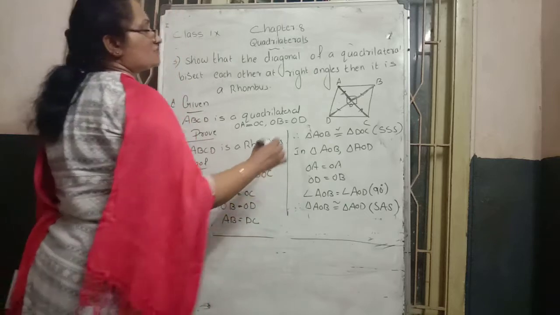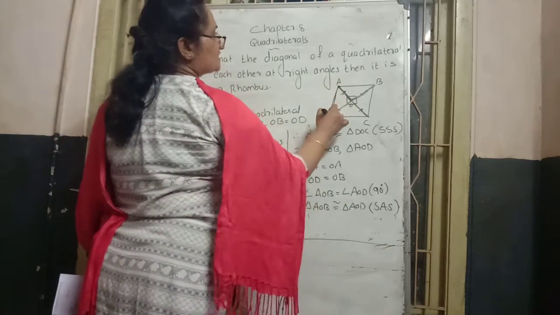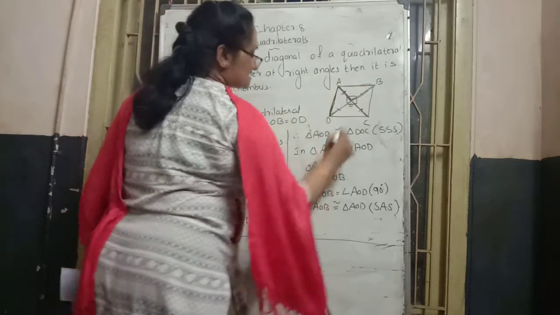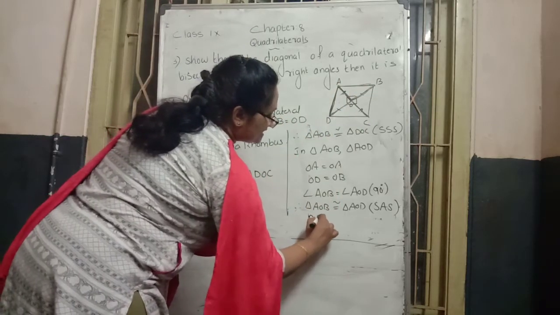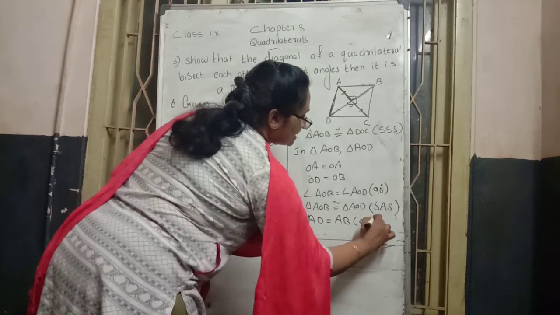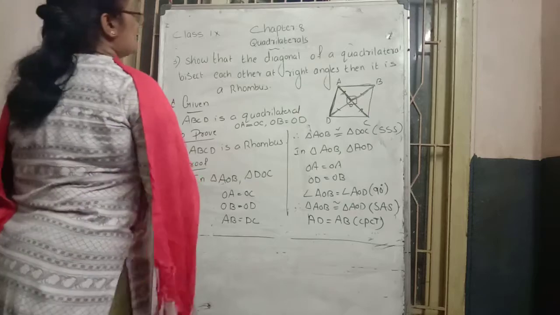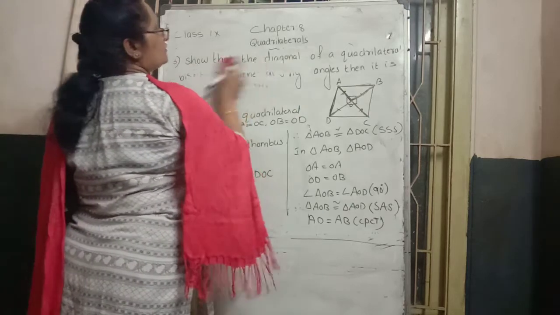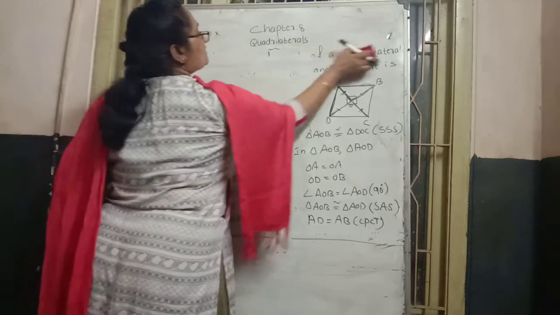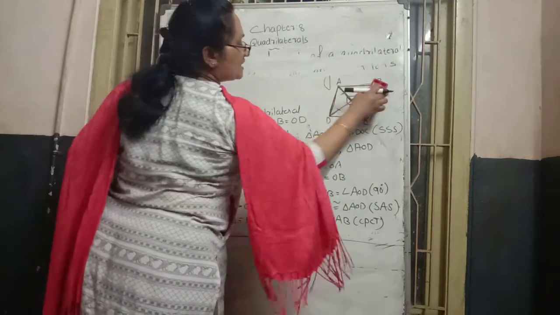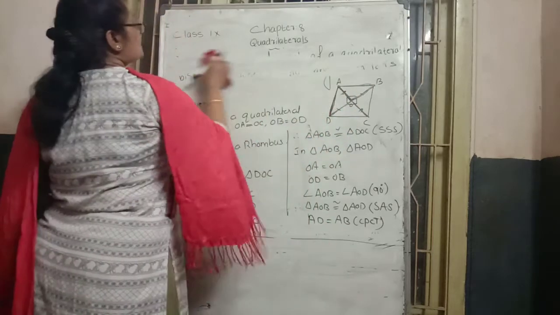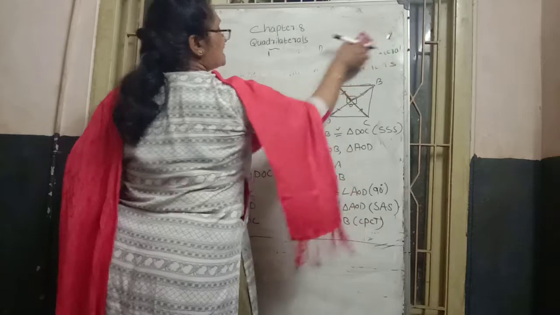By CPCT, what can we say? The third sides of those two triangles, what are they? AD side and AB side of those triangles. AD side is equal to AB side. By CPCT, we can prove it like this. Similarly, we do not need to prove everything. Already we proved AB and DC, and now AB and AD are proved. Similarly, we can say the remaining sides also.